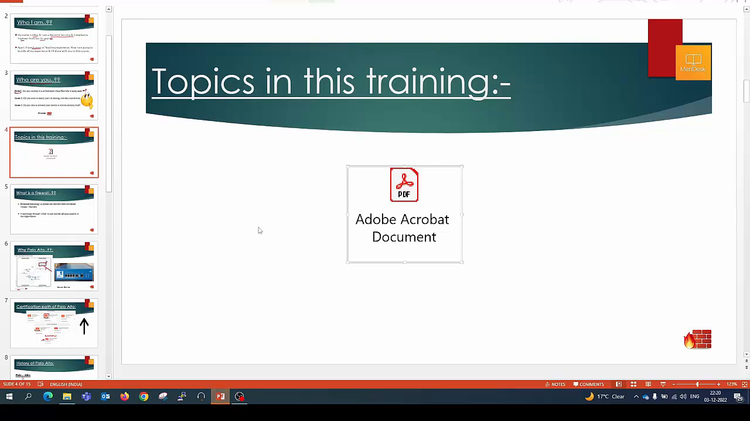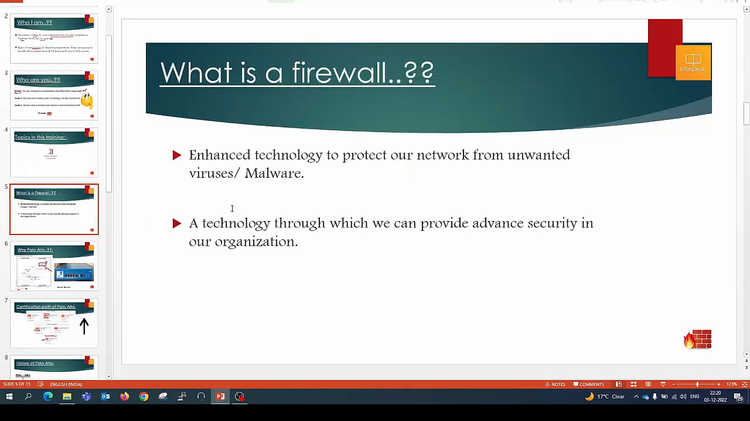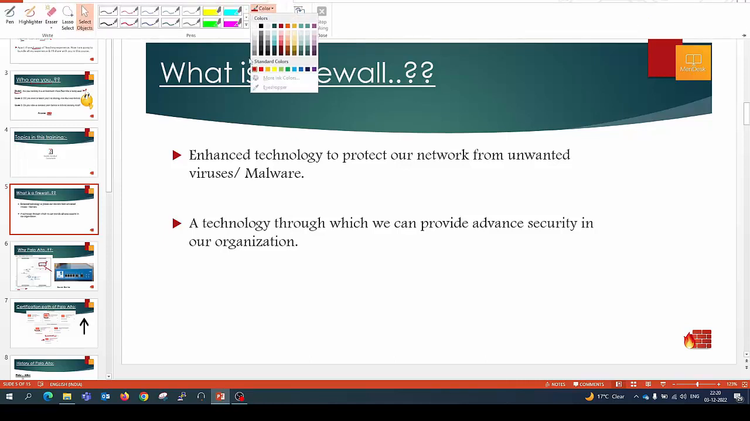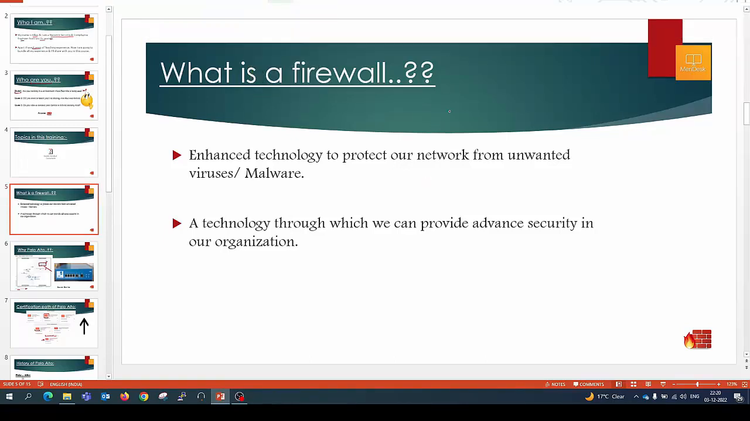Now, let me start from the basics. So my approach in this particular course will be to start from the zero and take you to the level of 100. So I'll be starting each and every topic from zero, and I'll try to take you up to the 100th level slowly and gradually.